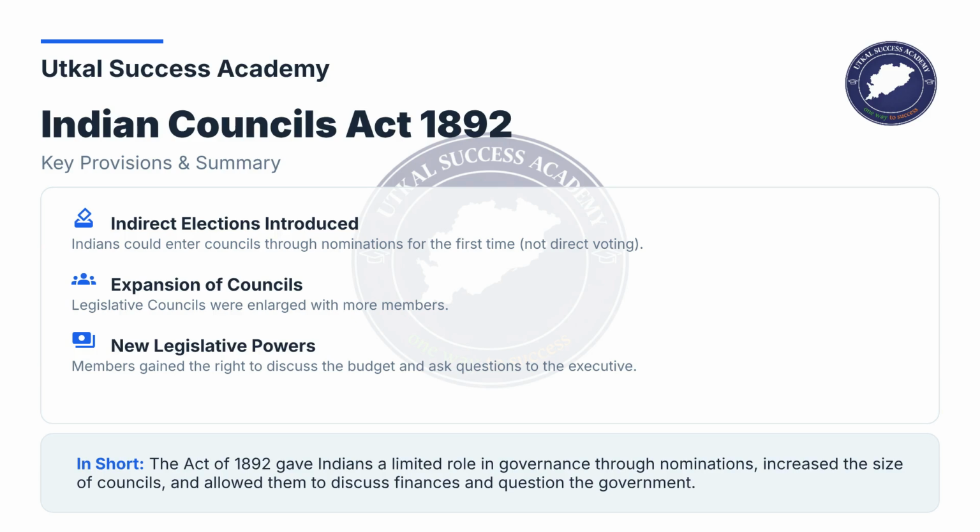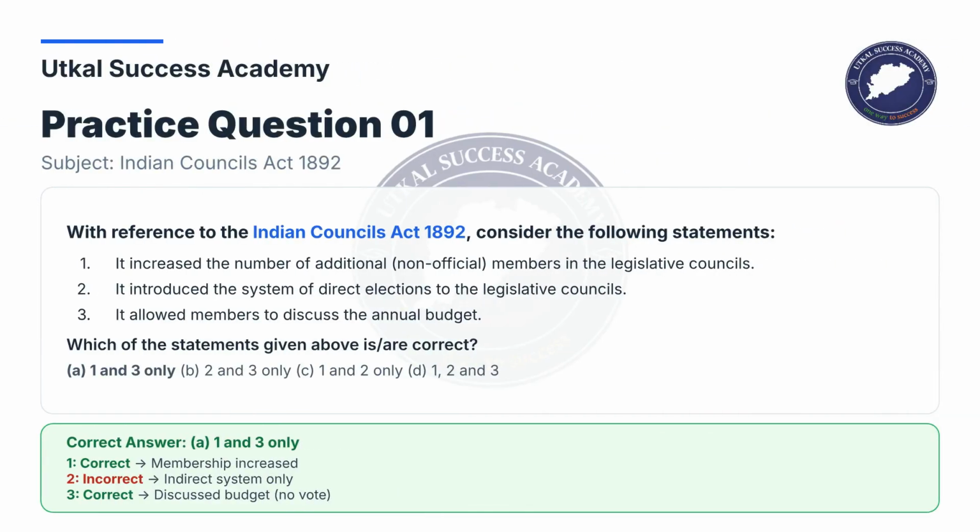The 1892 Act also introduced new legislative powers. Members could discuss the annual budget and address questions to the executive, although they were not permitted to vote on the budget. Question 1 on the 1892 Act.